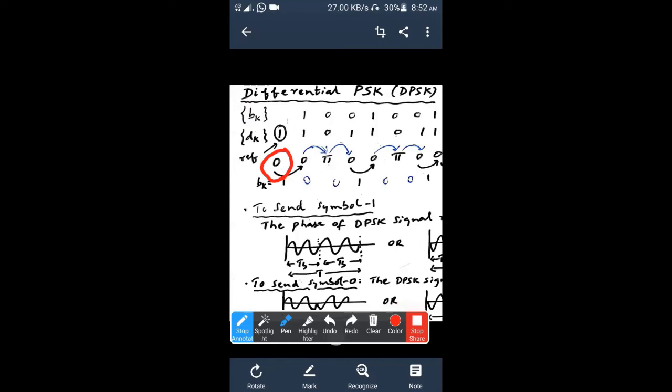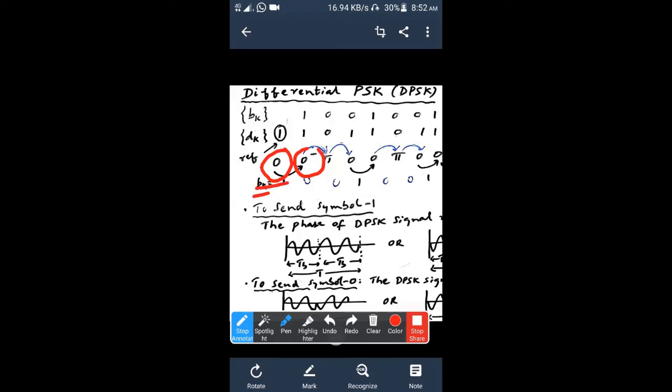Now you observe one more waveform, the next waveform, that is also 0. So two waveforms are coming one after the other, both of them are 0 and 0. What do this 0 and 0 indicate? Both of them have no phase shift. Correct.